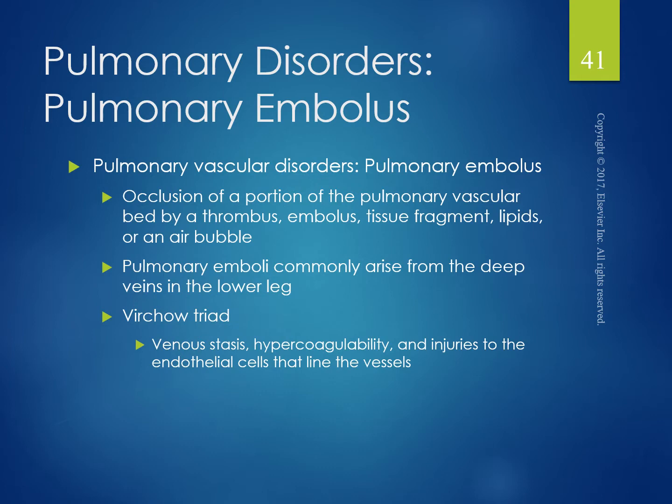For evaluation and treatment, a routine chest x-ray and pulmonary function tests are not definitive for this. Usually, arterial blood gases will demonstrate hypoxemia and hyperventilation, which is respiratory alkalosis. Diagnosis is usually made by evaluating a D-dimer in combination with a CT scan or MRI.